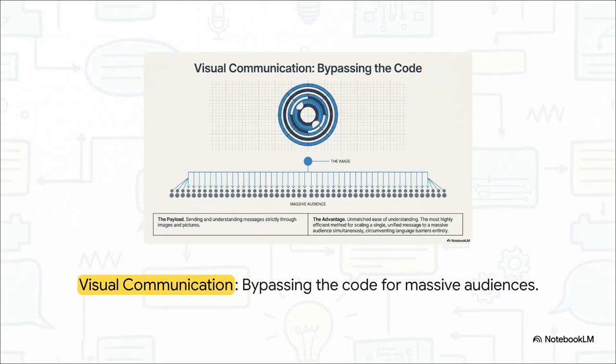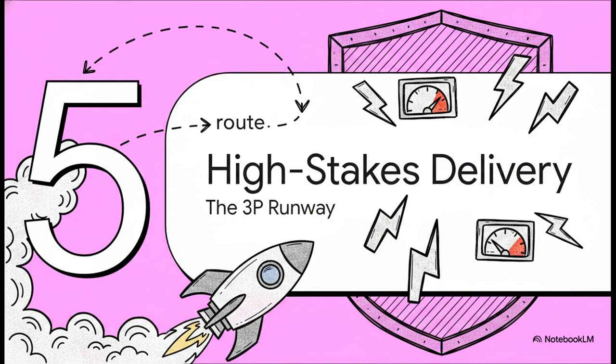And honestly, this is exactly why the visual channel is so incredibly powerful. By sending a payload strictly through images and pictures, you are entirely bypassing the fragile, complicated code of language. Notice how visual communication just flows effortlessly out to a massive audience. It's literally the ultimate hack. It's the most highly efficient method for scaling a single, unified message simultaneously, completely circumventing those pesky language and cultural barriers.